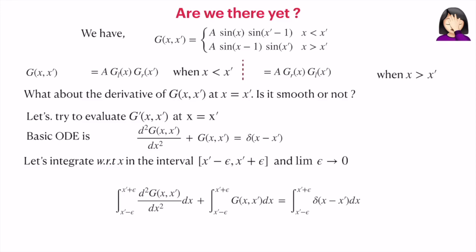Now what we get is the integral from x prime minus epsilon to x prime plus epsilon of d square g by dx square dx, plus the integral from x prime minus epsilon to x prime plus epsilon of g dx, is equal to the integral of the delta function. We definitely know that the integral of the delta function has to be 1, because the region contains the delta function, since we have constructed the interval around the delta function. So that is what gives you the integral to be 1.